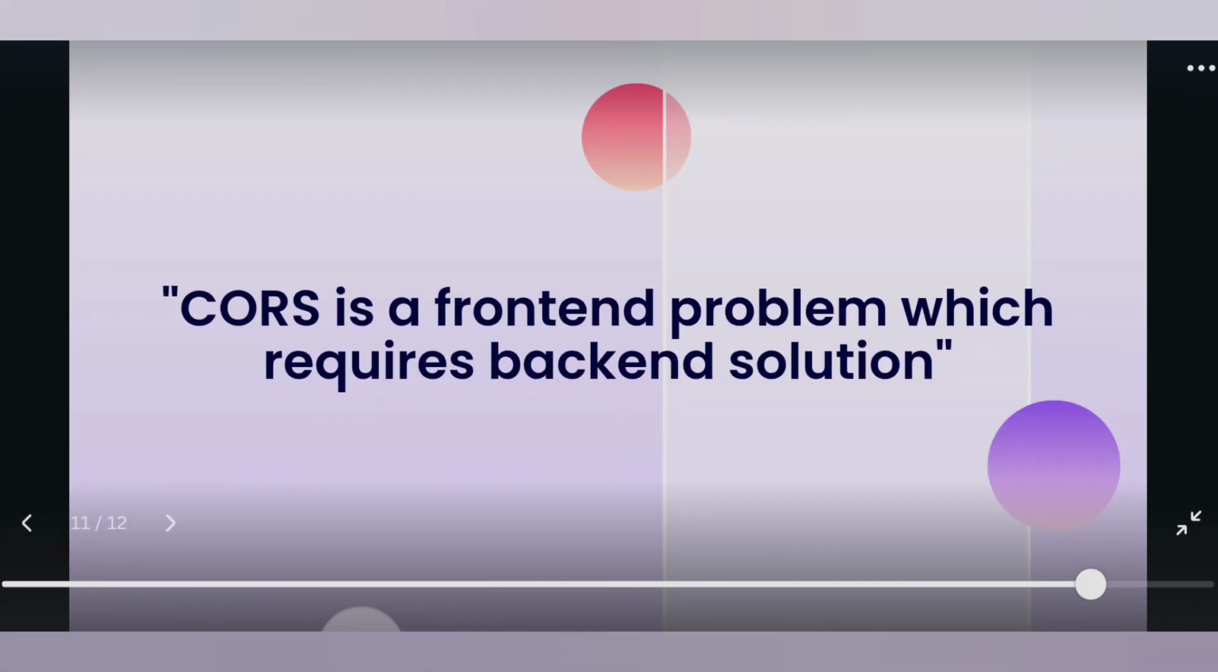This is a statement which I came across on social media some time back, which aptly and briefly explains the CORS mechanism. It says that CORS is a front-end problem which requires a back-end solution. CORS is an error which typically comes up in the browser, but the solution cannot be set in the browser. You have to set it at the server level. There are ways to override it which are not recommended, but the right way to mitigate the CORS issue is to set the CORS settings on the server side. That is why we say that CORS is a front-end problem which requires a back-end solution.